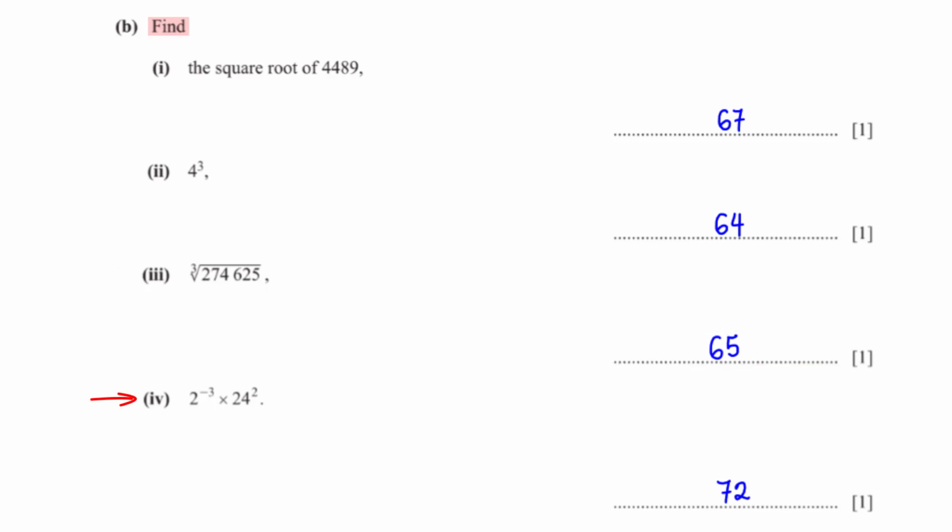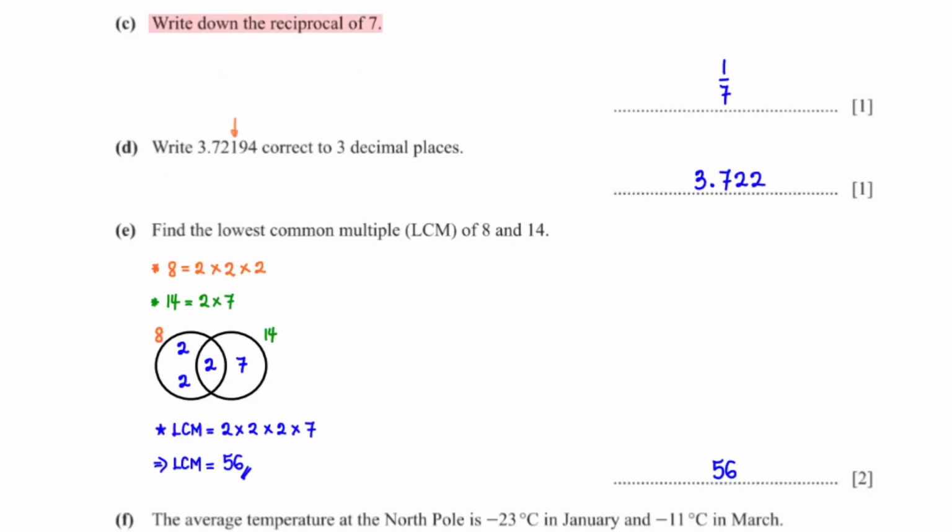Find 2 raised to the power -3 times 24 squared. When we type this into the calculator, we get 72. Write down the reciprocal of 7. The reciprocal of any number is 1 over the number. So the reciprocal of 7 is 1 over 7.